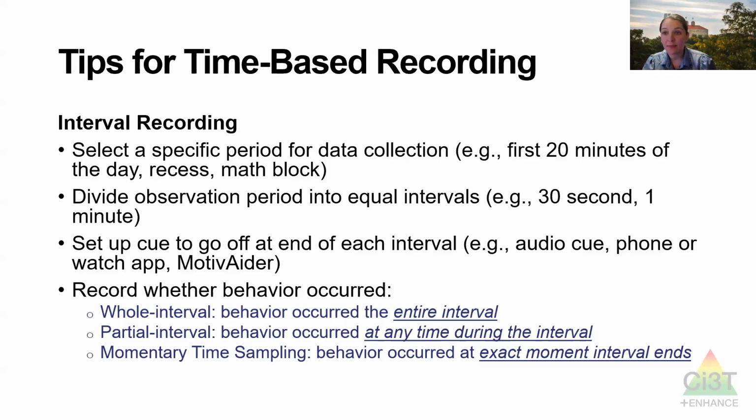And then momentary time sampling is at the exact moment of the interval. So when you hear the ding or you get the buzz, at that exact moment you look up, are they doing it, yes or no? So it doesn't matter if the whole time I was on task, if when you look up I'm not on task, it'd be a no. So those are those different types.